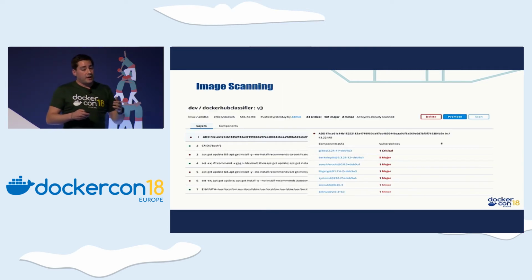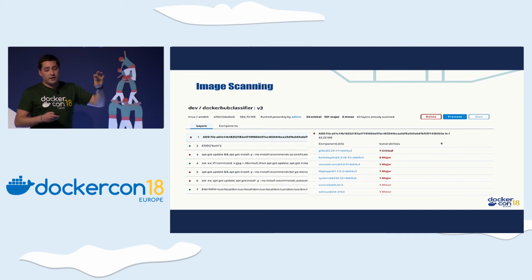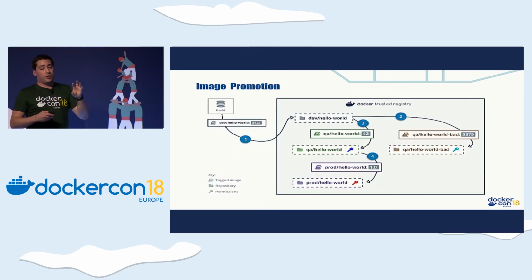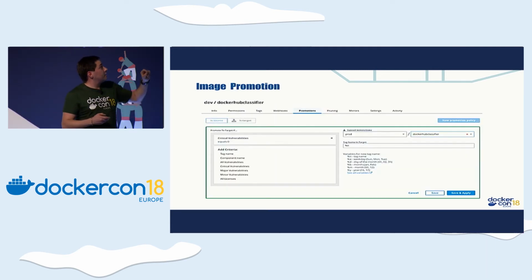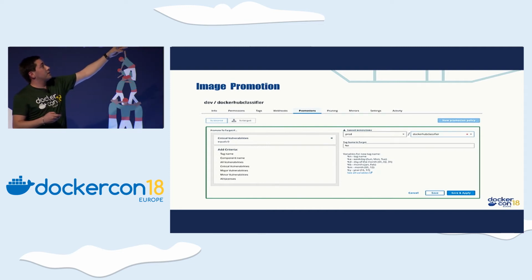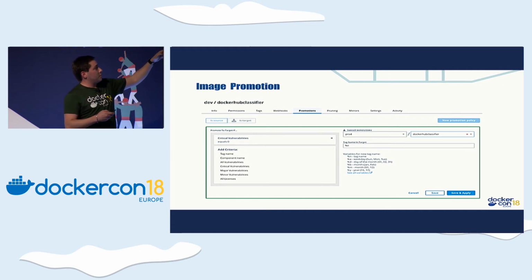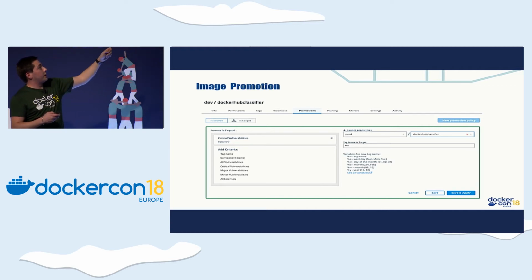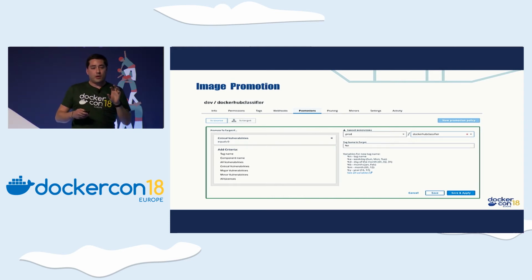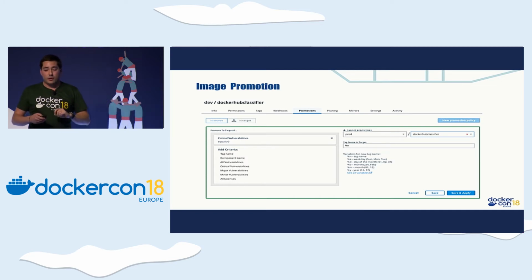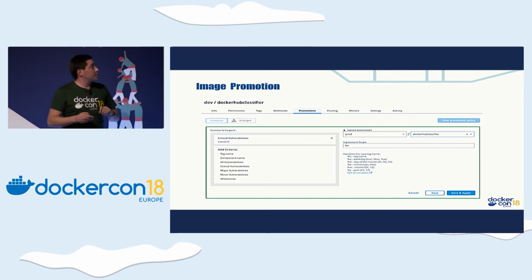Then the images are scanned, and once we have this image scanned, we have a promotion policy in place. So in this case, only images that meet this requirement, in terms of critical vulnerabilities equal to 0, will be promoted. So this is one example of the policies that we put in place for this project.